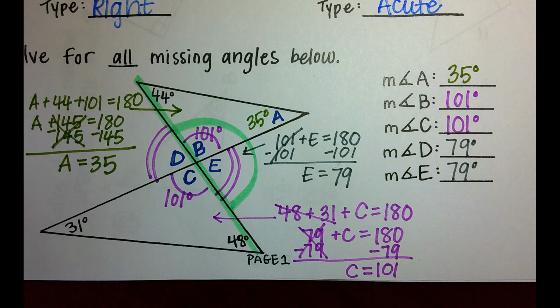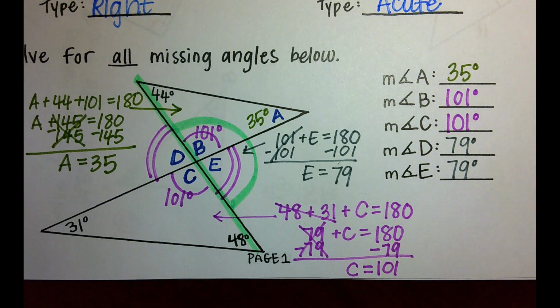So it looks like you're solving for a whole bunch of things, but if we look at our colors, we're just solving for 3 angles. The other 2 we know because they're congruent. Yes?